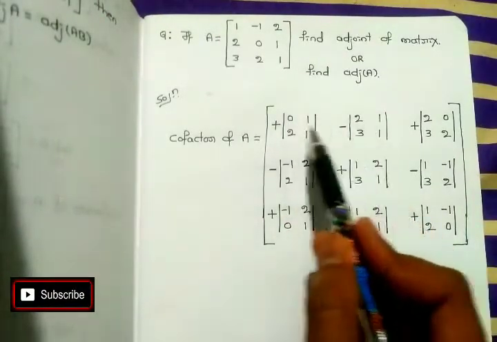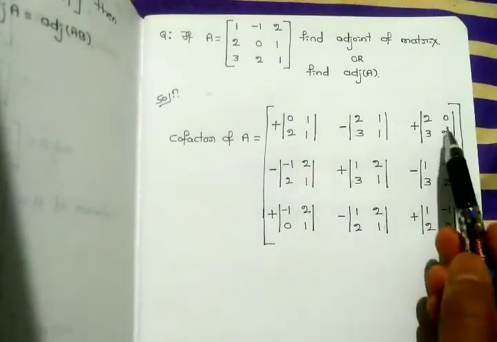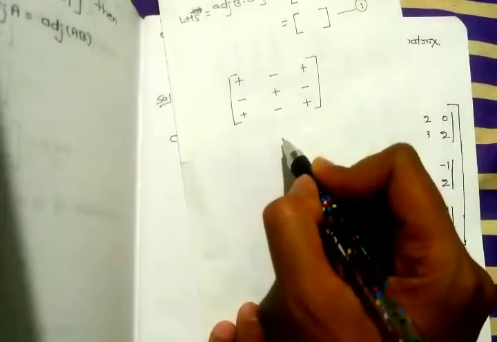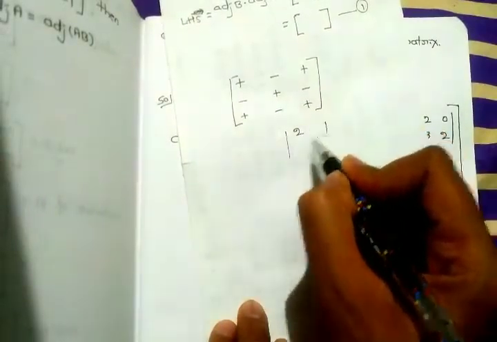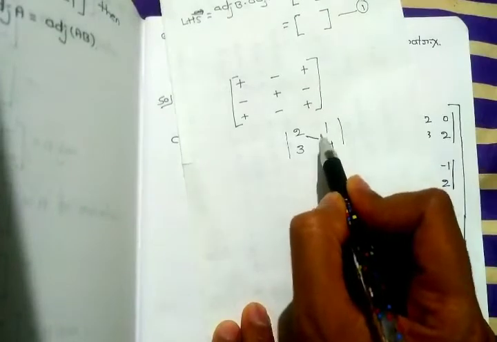First you need to apply the second order determinant rule for all 9 elements here. You know the second order determinant rule. Suppose 2 1 3 4 is there, so this is second order. What is the rule? Cross multiplication sign.